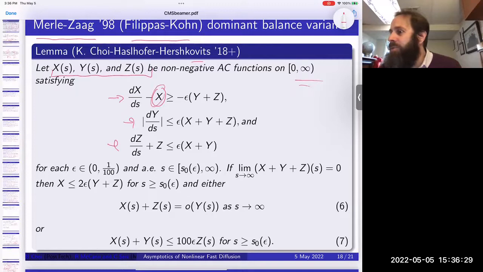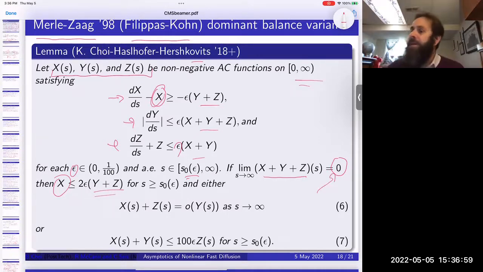And apart from this growth and decay, there's some coupling between the modes, but the coupling is suppressed by a constant epsilon, which is small, at least after time capital S. And then the Merle-Zag lemma, or this quantitative refinement of the Merle-Zag lemma, says, if you know that the sum of these 3 non-negative quantities tends to 0 in the long time limit, first of all, the unstable quantity, the quantity that's trying to grow, has to be controlled by the stable quantities, because otherwise you wouldn't get decay to 0, you would get blow up.